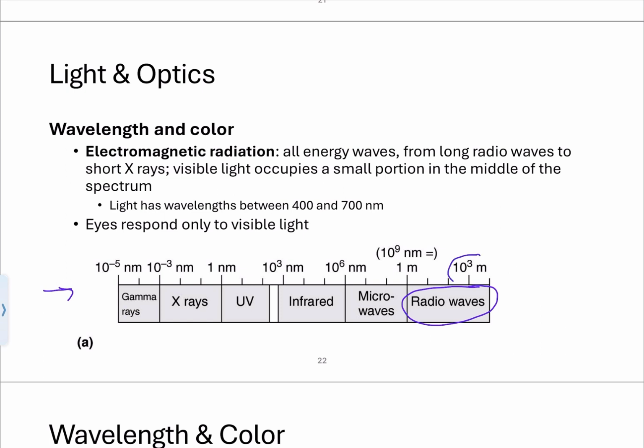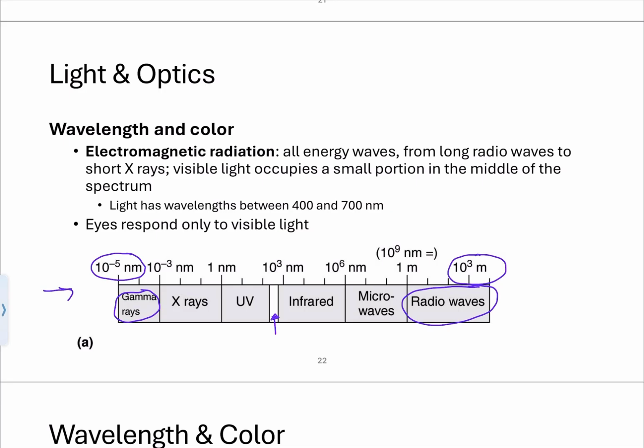So we're going to start with electromagnetic radiation, and down here is the electromagnetic spectrum, and it includes all energy waves, starting with radio waves, which are going to be our longest wavelength at 10 to the third meters, to our shortest waves that we have, which are gamma rays at 10 to the negative fifth nanometers.